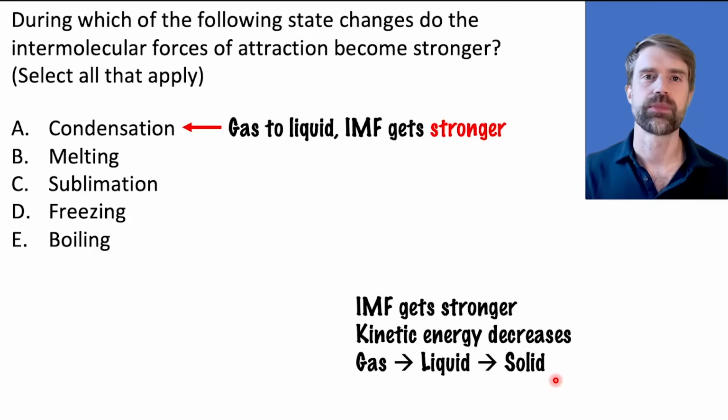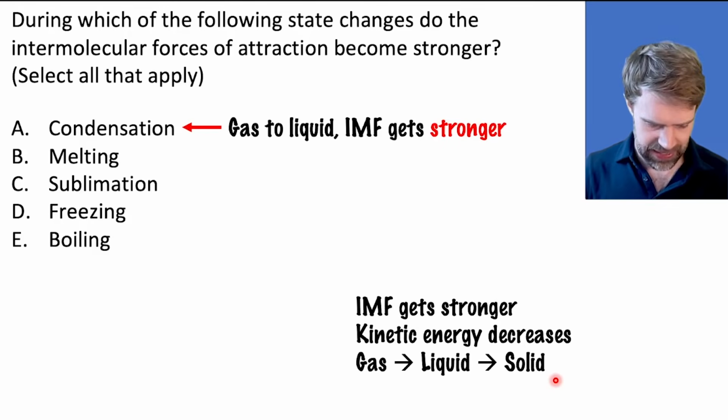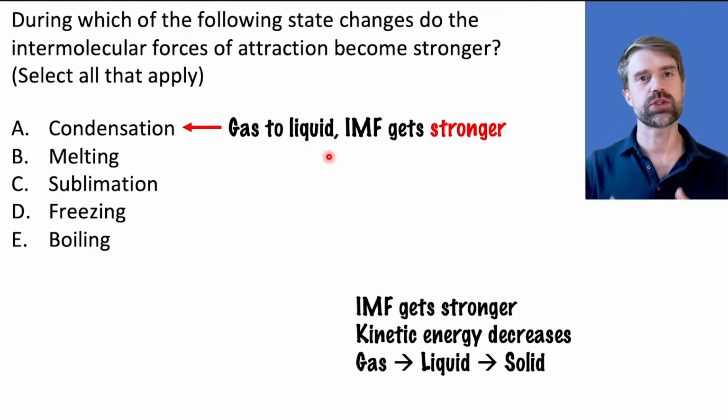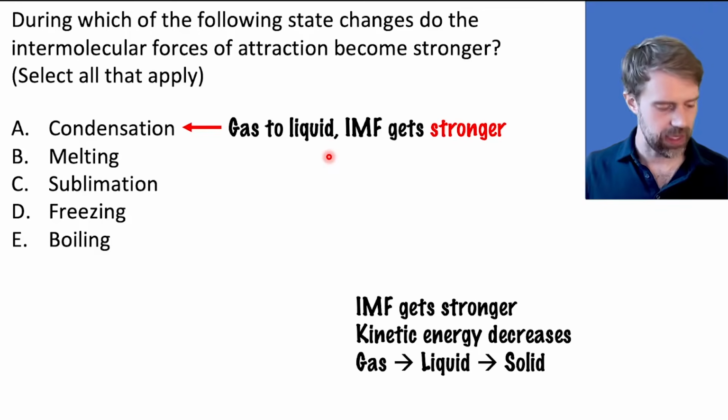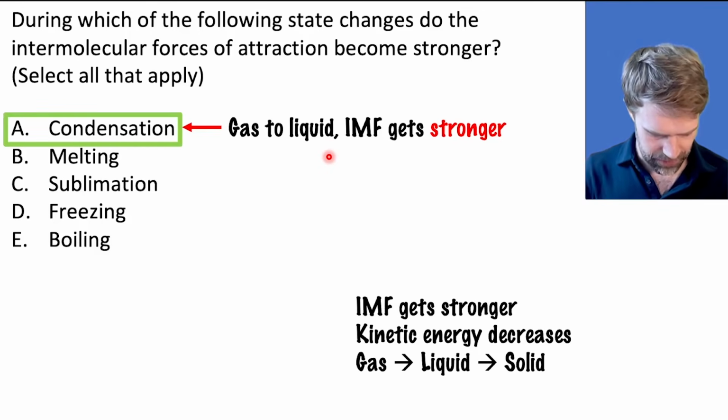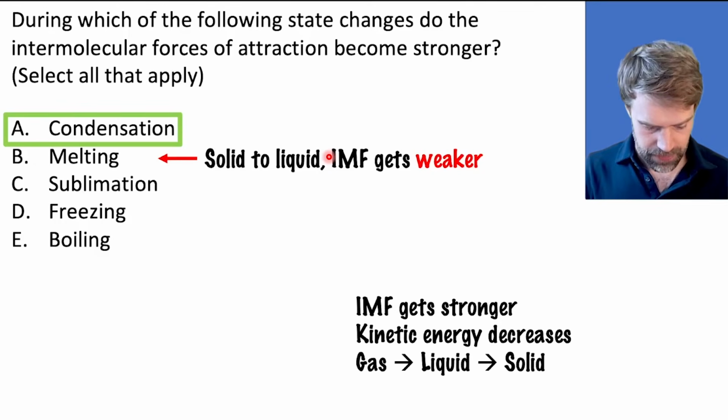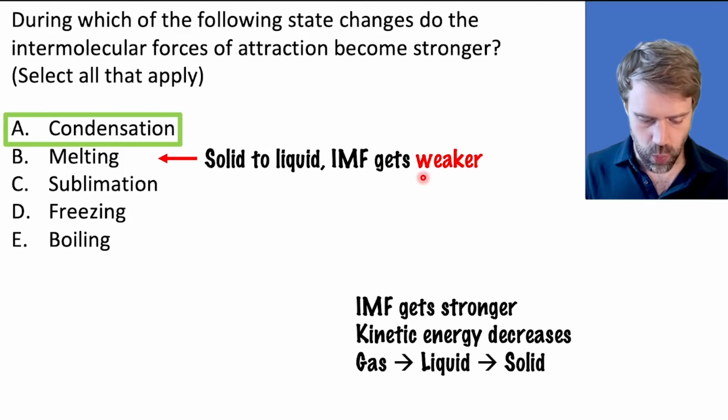Let's look at the choices. Condensation is gas turning into liquid. So the particles would slow down and the intermolecular forces of attraction would get stronger. So we'll choose that. Melting. Solid turns into liquid, so the intermolecular forces of attraction would get weaker. I'm not going to choose that.